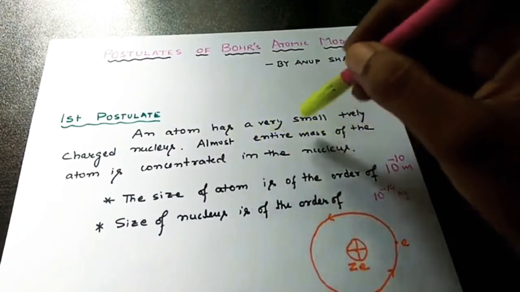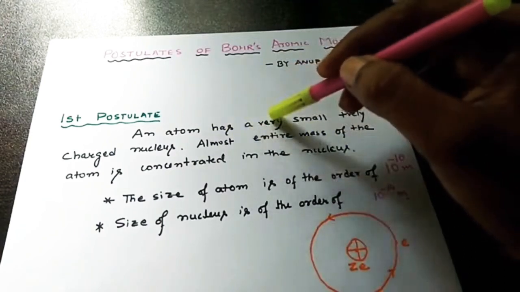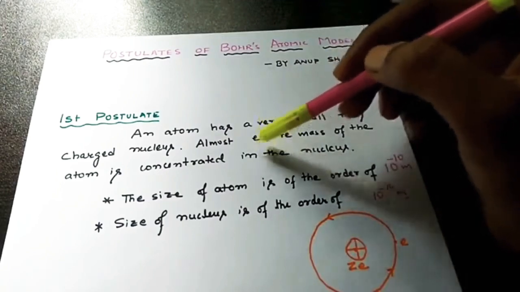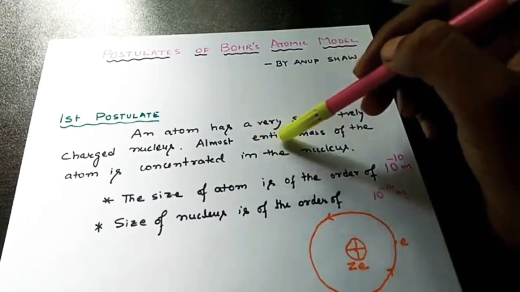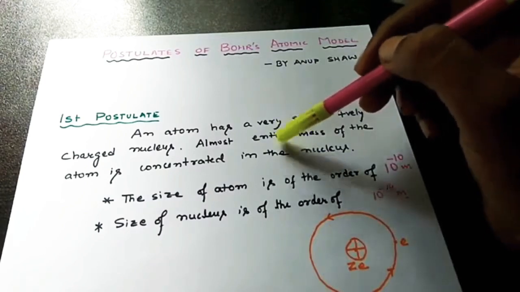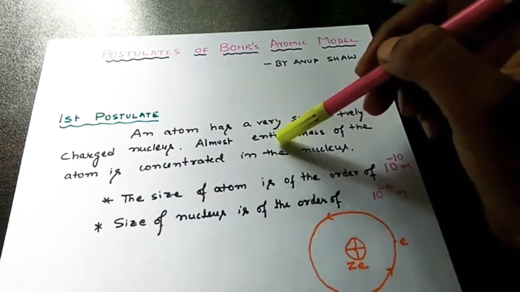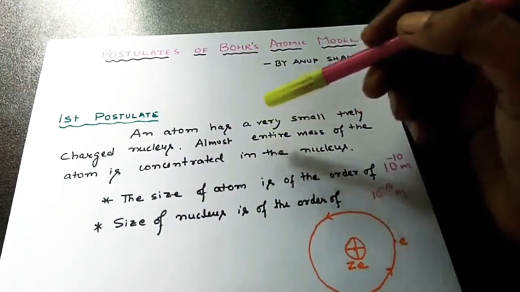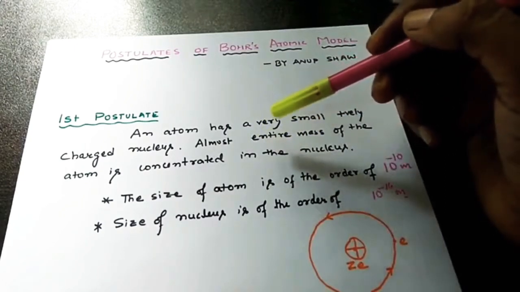Because there are three fundamental particles, you know very well. One is electron, one is proton, and one is neutron. Proton and neutron are the heaviest particles and remain at the center, that is the nucleus. And electrons are very light particles that revolve around the nucleus in an orbit. These orbits are known as stationary orbits.